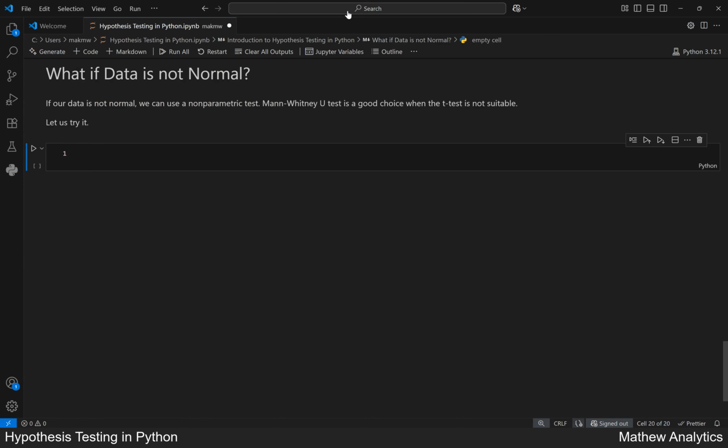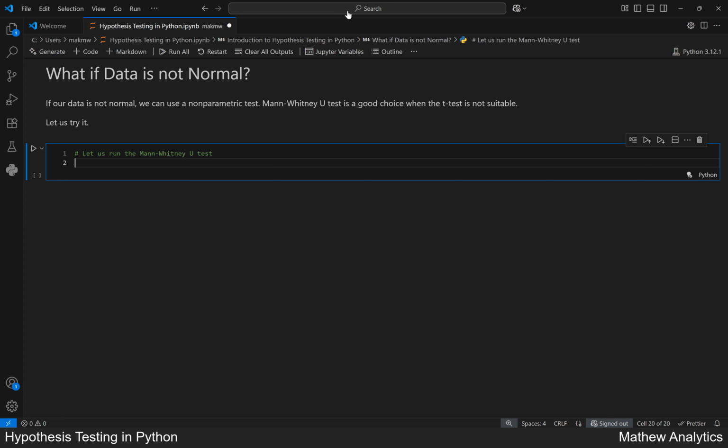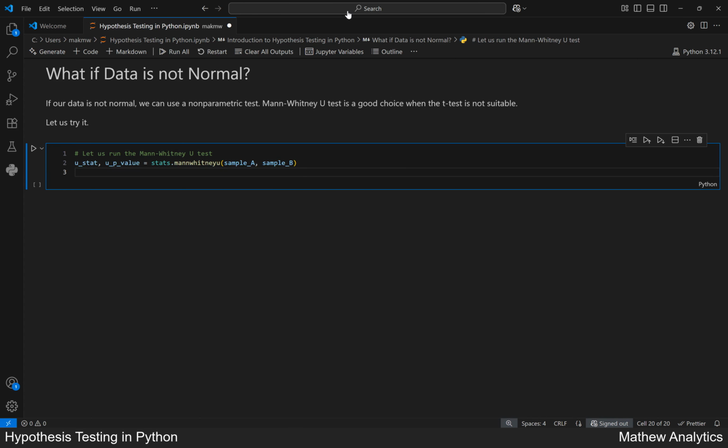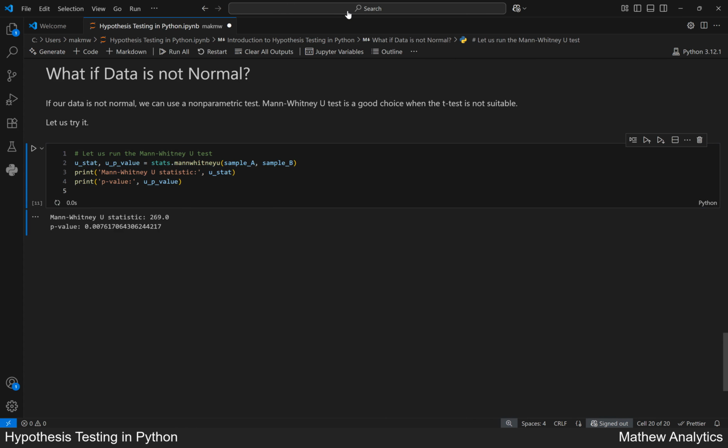Now we will use a test that does not need normal data. The Mann-Whitney U test checks if one group tends to have bigger values than the other. It is used when the regular t-test would not be appropriate. We print the test statistic for reference. Running the cell now. Practice. When would you choose the Mann-Whitney U test in your project?